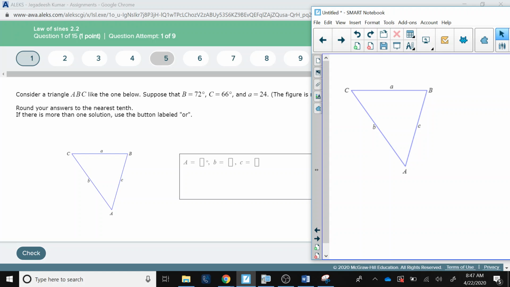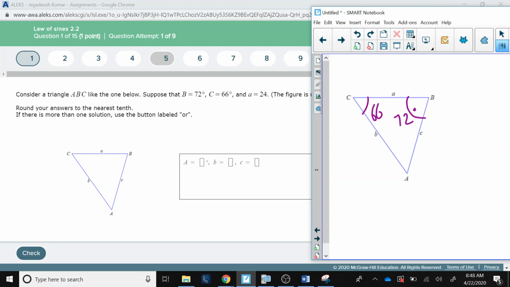Let's try to do an example on law of sines. That's the assignment for yesterday. Consider a triangle ABC like the one below. Suppose B is 72 degrees. I'm going to put the measurements into the diagram. So B is 72 degrees, and C is 66.